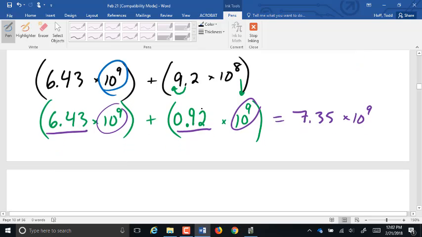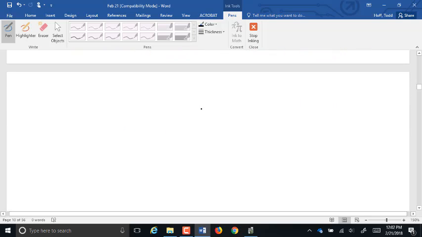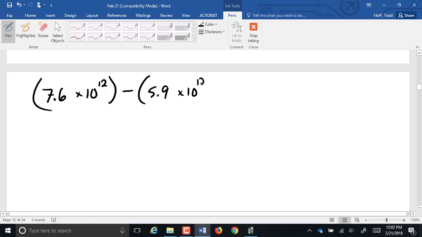Subtraction works pretty much the same way. We might have 7.6 times 10 to the 12th minus 5.9 times 10 to the 12th. Again, we have the same power of 10, so we have the same name. So we go to combine the counts. 7.6 minus 5.9, because we're subtracting now, is 1.7. And we still keep the same name, 10 to the 12th.